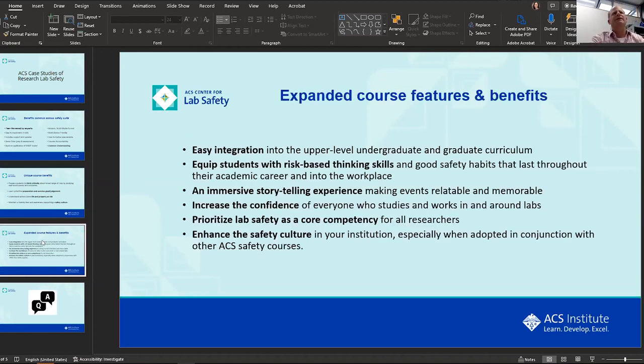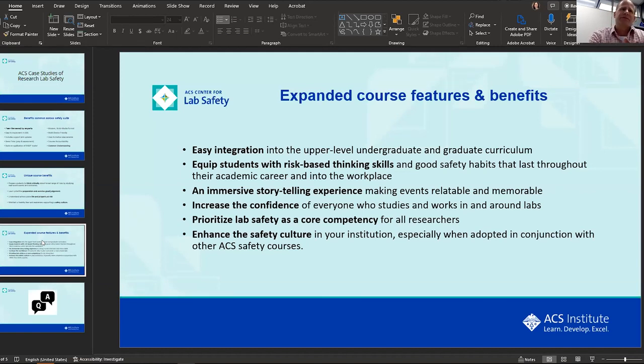Finally, there are some expanded course features and benefits that are unique to this course. It is easy to integrate into the upper level undergraduate and graduate curriculum. So if you bring on a batch of new graduate students, one thing that you might do is some onboarding for those students, and this would be a perfect course for that introduction to new grad students. It's designed to equip them with risk-based thinking skills and good habits that last throughout their entire career, again, building on other ACS safety products.